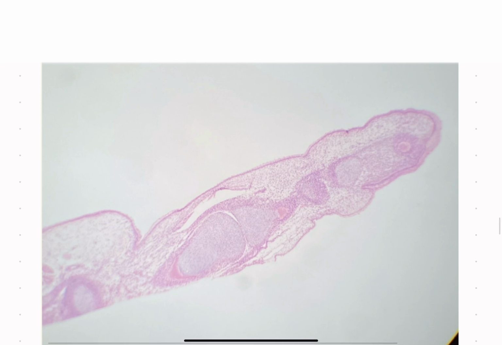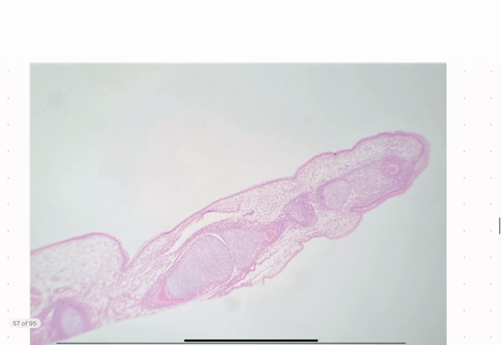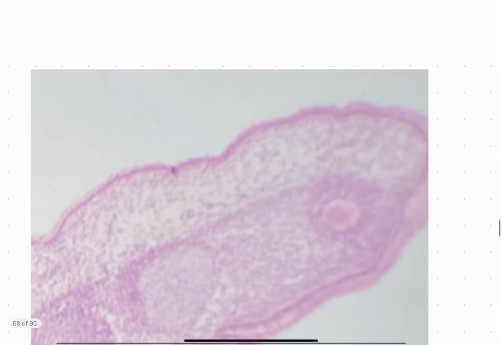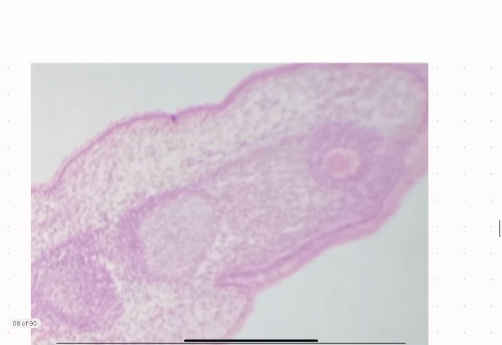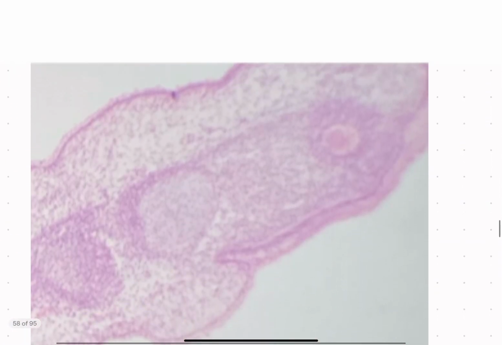Here we go. This is what the slide looks like zoomed out. And then zooming in, it looks something like this. I'd like you guys to write down the structure name for this area. I do realize it's a bit low quality and blurry, but this is what you get.